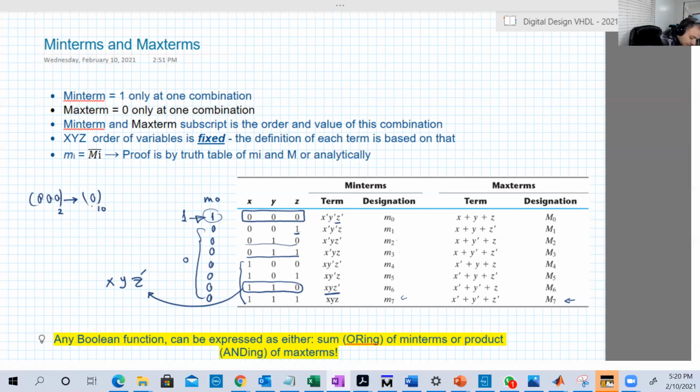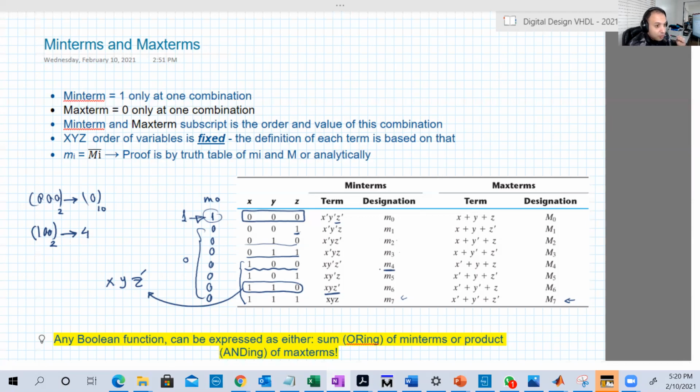Let's take another example, this guy, 1, 0, 0. Let's consider it as a binary number. If we convert this to decimal, this will be 4. That's why this is called m4. 1, 0, 0 is m4.